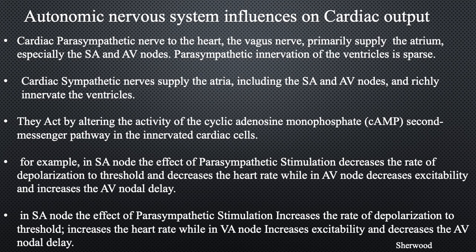For example, in the sinoatrial node, the effect of parasympathetic stimulation decreases the rate of depolarization to threshold and decreases the heart rate, while in the atrioventricular node it decreases the excitability and increases the atrioventricular node delay. In the sinoatrial node, the effect of sympathetic stimulation increases the rate of depolarization to threshold and increases the heart rate, while in the atrioventricular node it increases excitability and decreases the atrioventricular node delay.